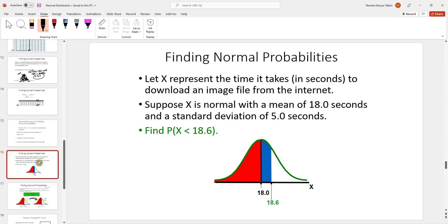Okay. So in this problem, we're going to let x represent the time it takes in seconds to download an image file from the internet. Suppose x is normal with a mean of 18 seconds and a standard deviation of 5 seconds. We want to figure out the probability that x is less than 18.6. Okay, so I got the visual. 18 is in the middle because that's the mean, and we want this area here. I put it in two different colors, but it should be all this. This is what we want, everything less than 18.6.